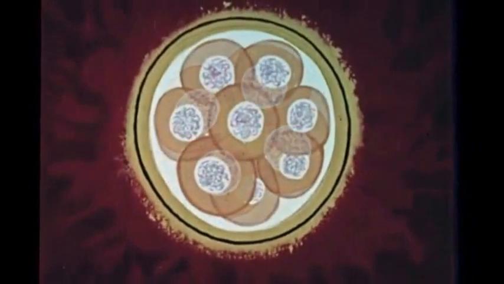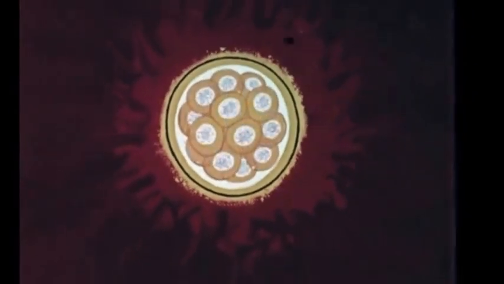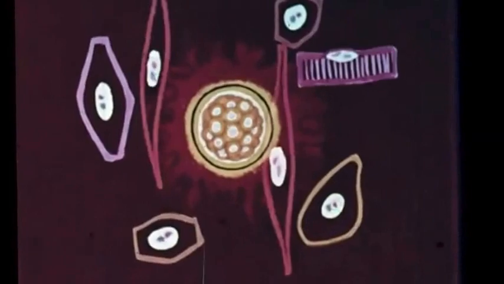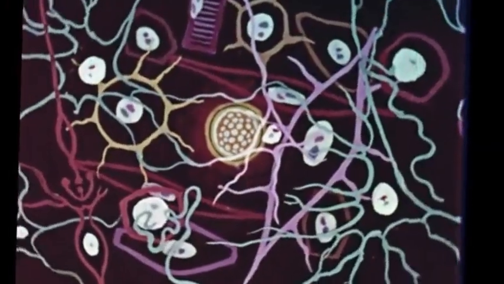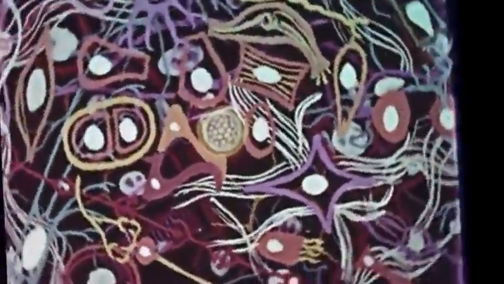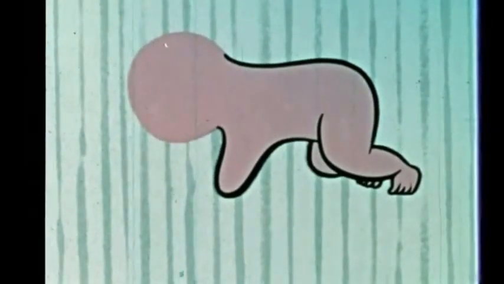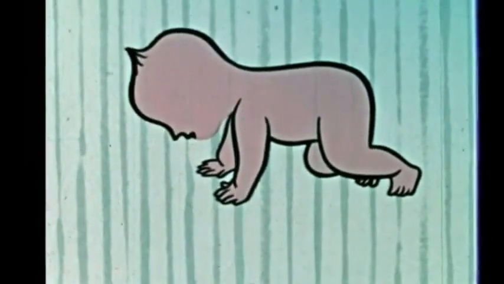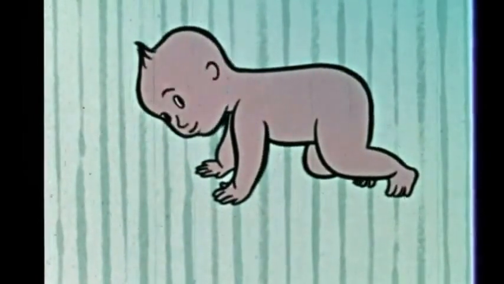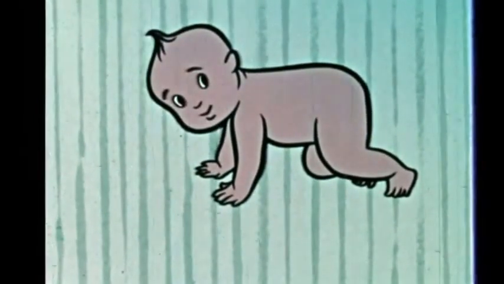The pattern means that from these first dividing cells will come cells for skin, muscle, bone, nerves, and other special cells. Each of these millions of cells is influenced by this same combination of genes. As the cells grow and develop, they will form a body. There will be limbs, feet with toes, hands with fingers, head with nose, mouth, ears, and eyes. In short, a human baby.